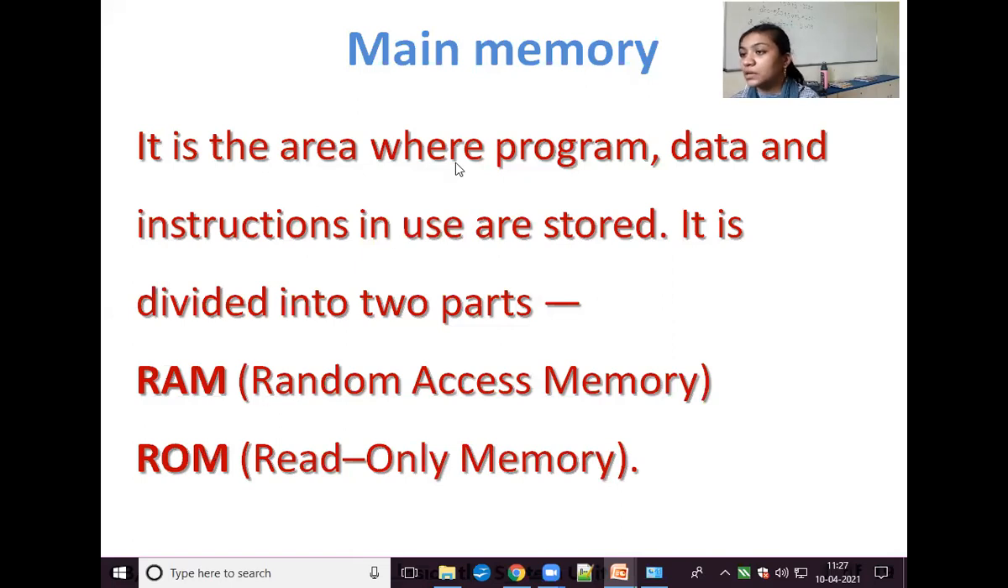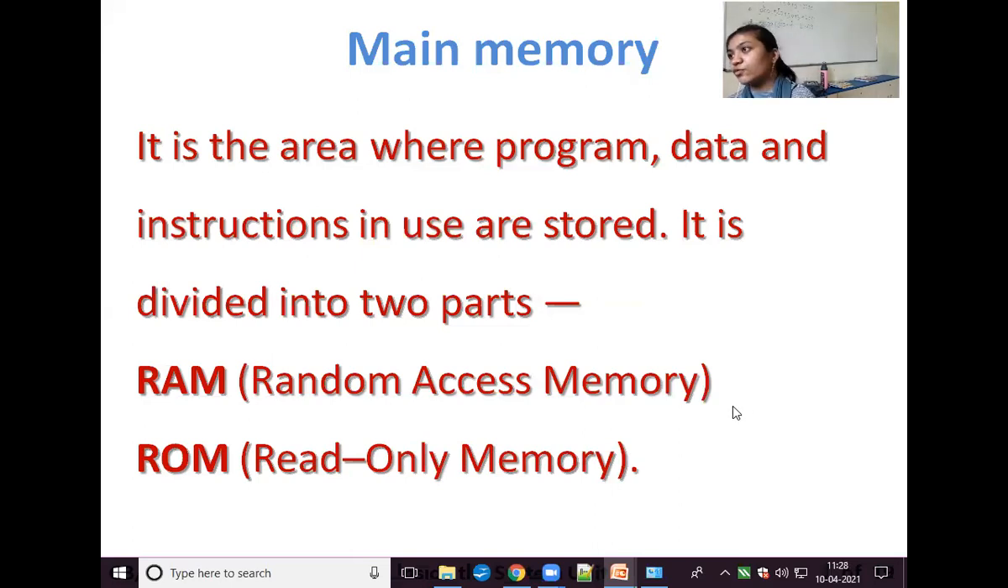What is the main memory? It is an area, a particular space where you can store your program, your data and the instructions. Even it will be divided into the two parts. First is the RAM called the random access memory. Remember the full form of all.